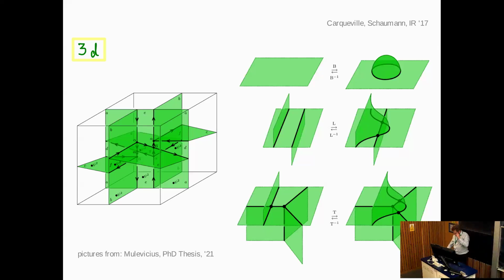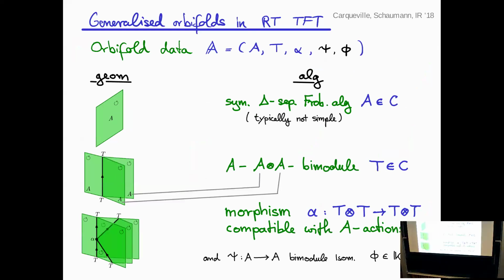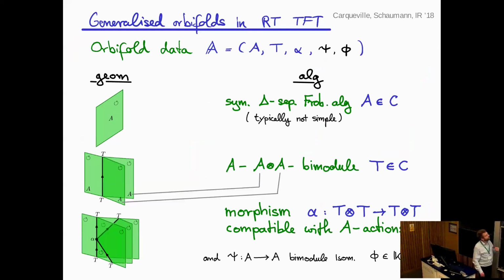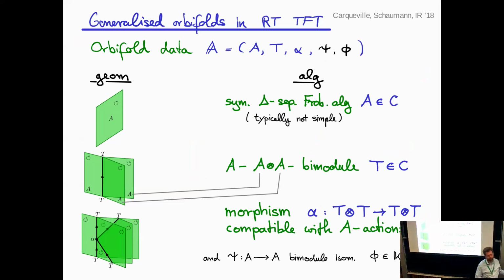Okay, so let's do this algebraically. In this Reshetikhin-Turaev example, which I described, I said surface defects are described by algebras and lines by certain modules and so on. So I can now translate the data I need into some algebraic data, which happens in my fusion category C. We call this data orbifold data, and it consists of 2 objects, A and T, in the category C, and then some morphisms.